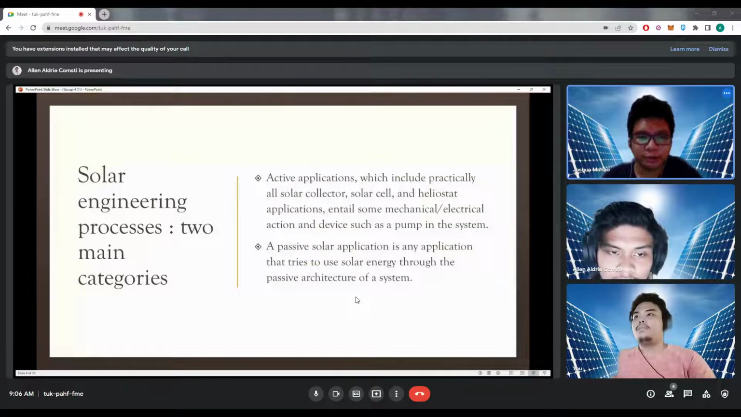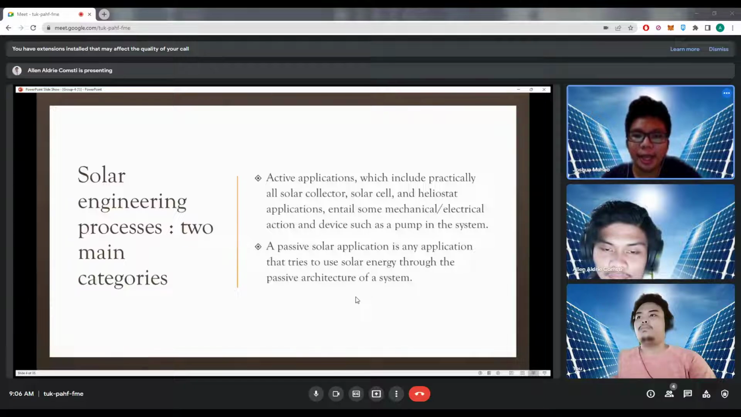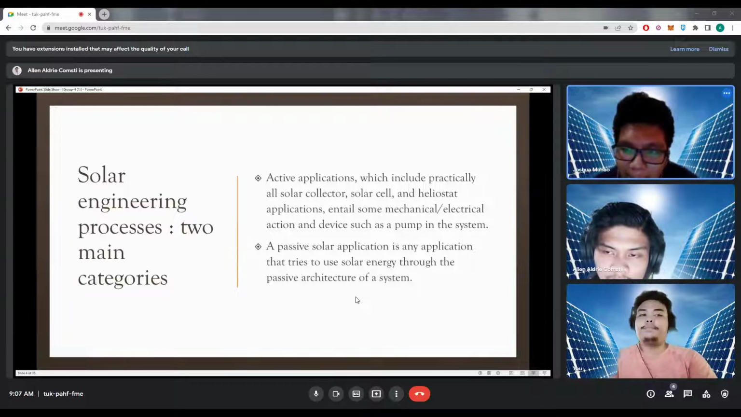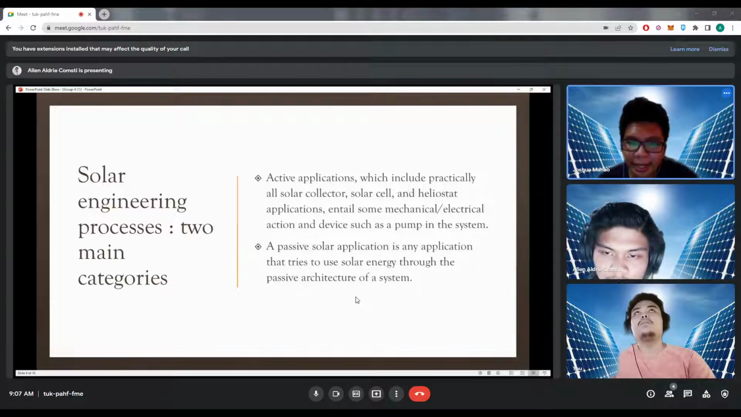Solar engineering processes have two main categories. The first is the active application, which includes practically all solar collector, solar cell, and heliostat applications, and entails some mechanical or electrical action and devices such as a pump system. Electrical and mechanical equipment are used in active solar energy. Passive solar energy, on the other hand, is solar energy that does not require any other energy or mechanical system. It is the use of direct and live sunlight to generate power or heat.